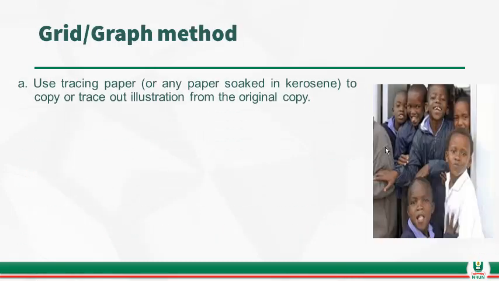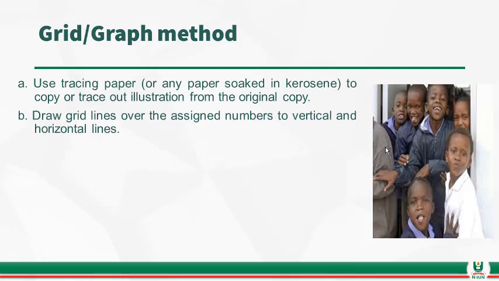So let's talk about the grid method. The grid method is a technique that also uses tracing paper, but it involves following some basic guidelines. We call them maybe 3:1, 5:7. We've used it before. So how do you make use of this method? Use tracing paper, then put kerosene, or spread it over the paper, to copy or trace out the illustration from the original copy. Then we draw the grid lines over it, assigning numbers to the vertical and horizontal lines.